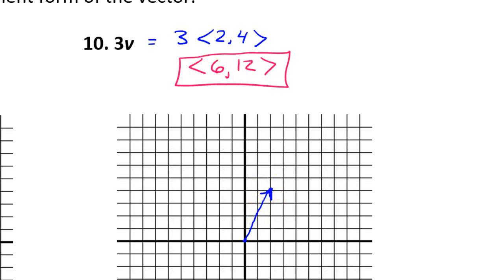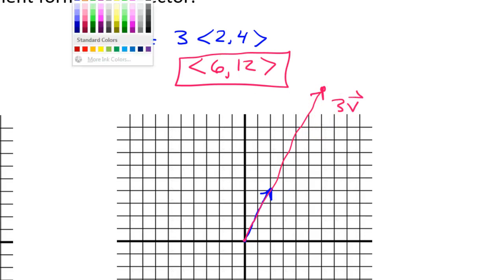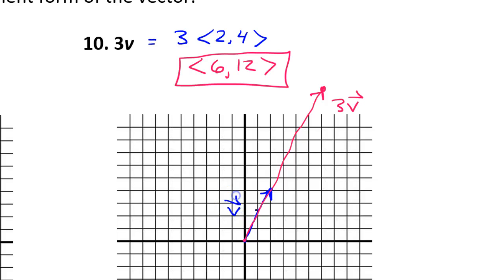Now let's look at the vector 3v. From the origin, I will go right 6 and up 12. If I start here and go right 6, that's 3, 4, 5, 6, and up 12, so 10, 11, 12 would be about here. So what I'm going to have is this. Notice that vector 3v is 3 times as long as the original vector v, but it goes in the exact same direction.